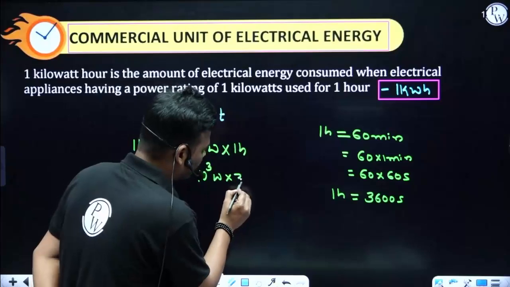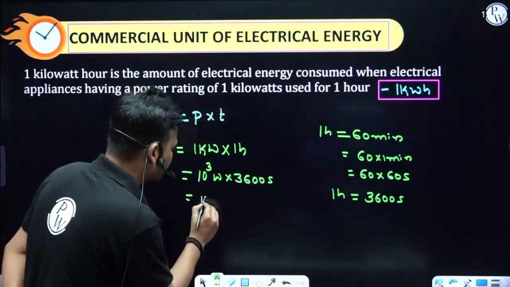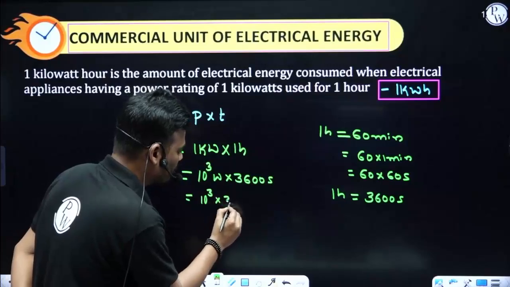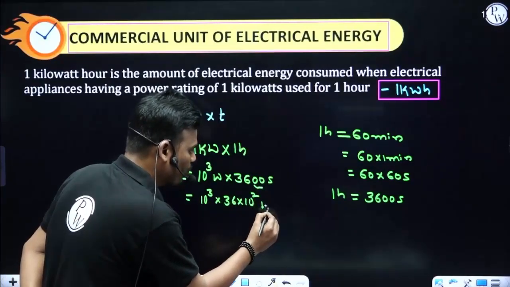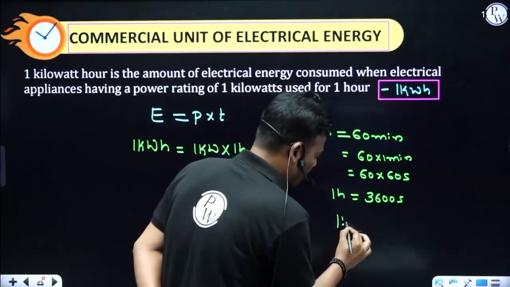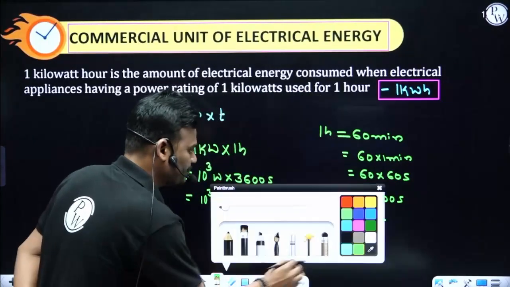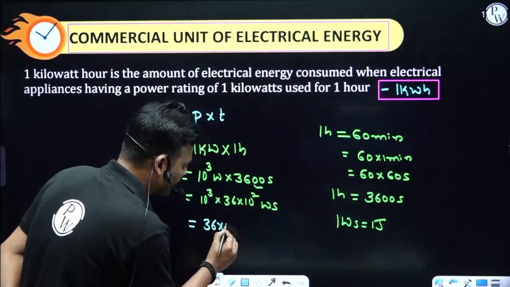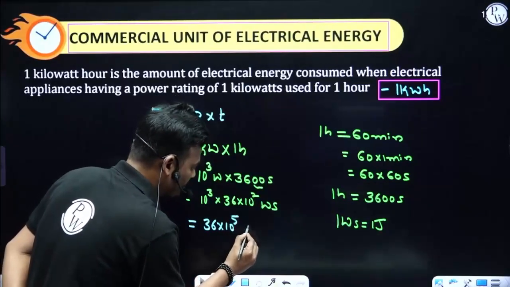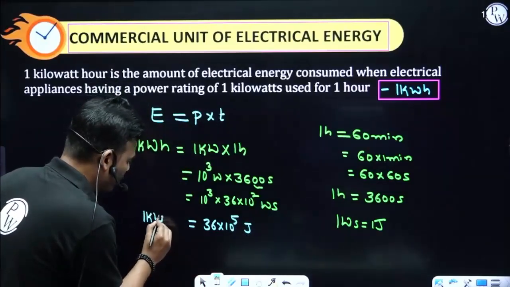Okay, now 3600 seconds can be written as 10 power 3 into 36 into 10 power 2 watt second. And here 1 watt second is nothing but a joule only. So finally this is 36 into 10 power 5 joule. This is 1 kilowatt hour.